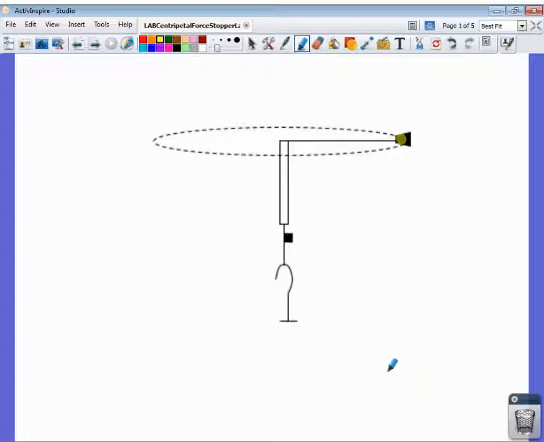But one big idea: the stopper in our lab, the thing that's moving in the circle, is it accelerating? Yes. Turning is an example of acceleration, because it's changing directions, right? Meaning there has to be a force acting on it. Forces cause acceleration. I guess I should say net force causes acceleration.